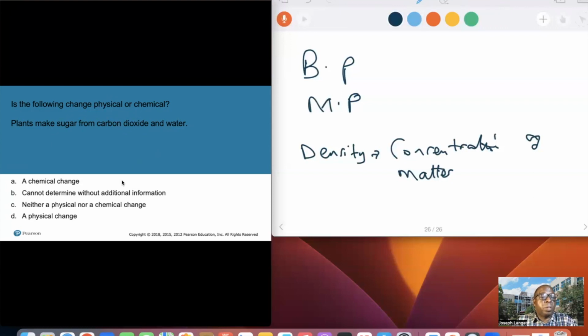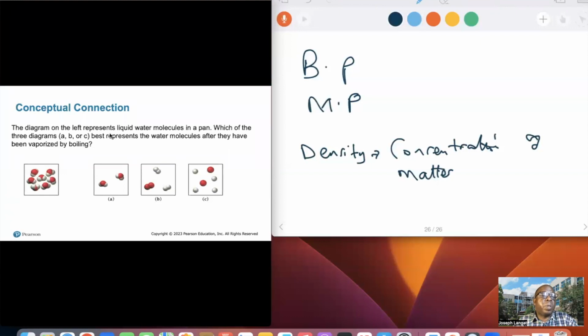I don't think so. Therefore, it is a chemical change. It's one way. If it is reversible, then it's a physical change. In this case, the process is irreversible.